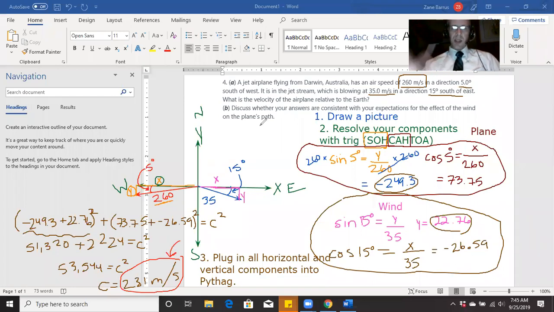Part B says, discuss whether your answers are consistent with your expectations of the effect of wind on the plane's path. Would it be reasonable that a plane trying to go southwest while the wind was simultaneously blowing southeast wouldn't be able to travel as fast if it was trying to travel into that wind? Yeah, that's possible. The plane's definitely going to encounter some resistance due to that wind, so the speed would be lower. That's what we'd expect.